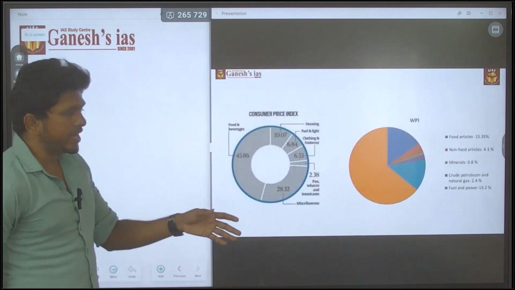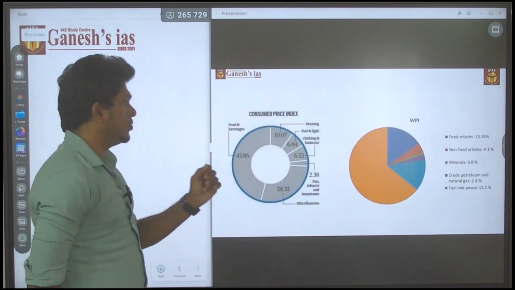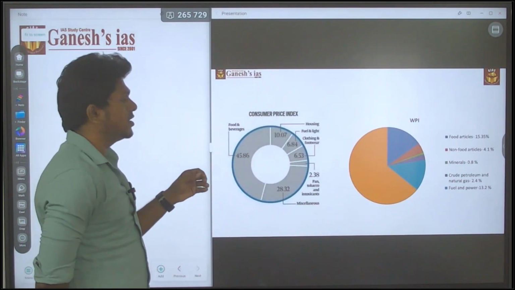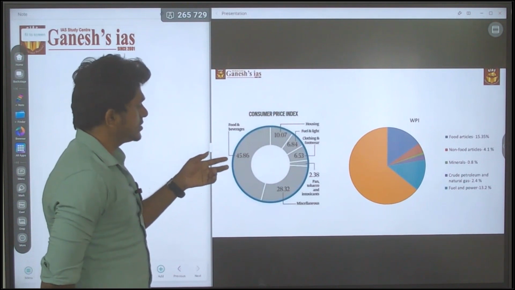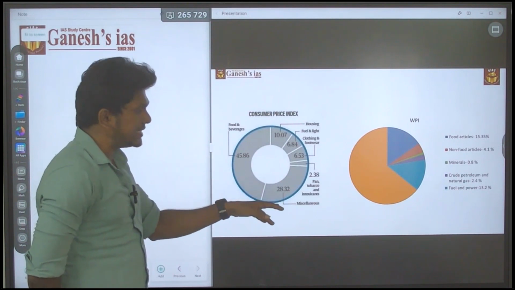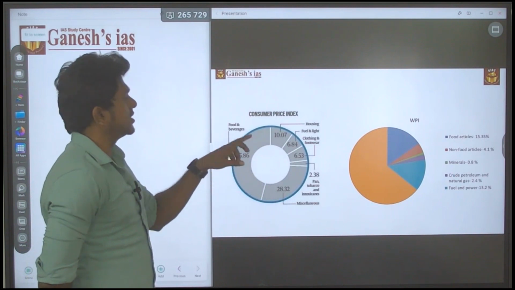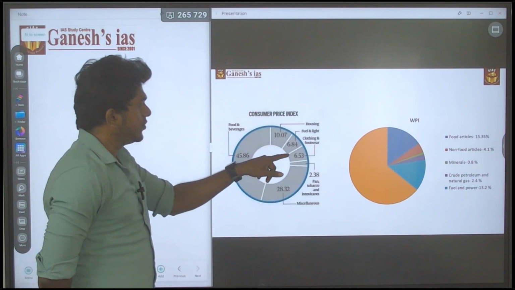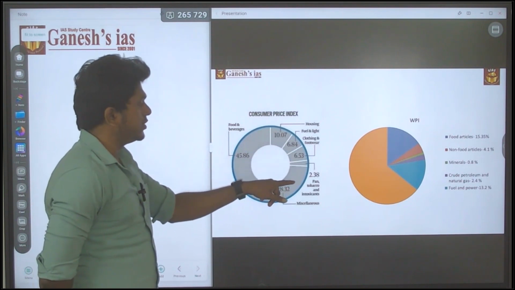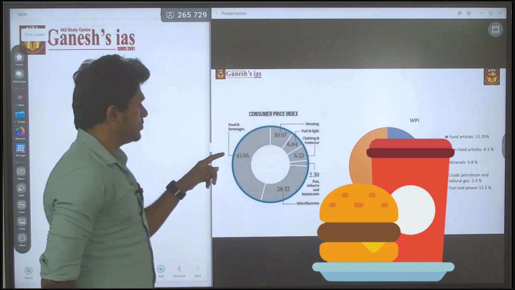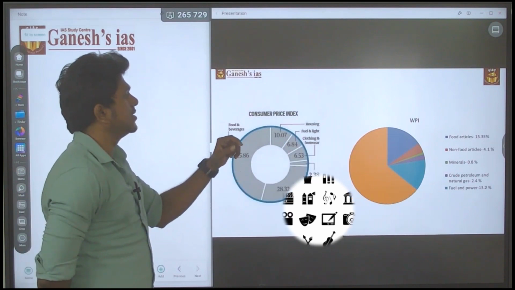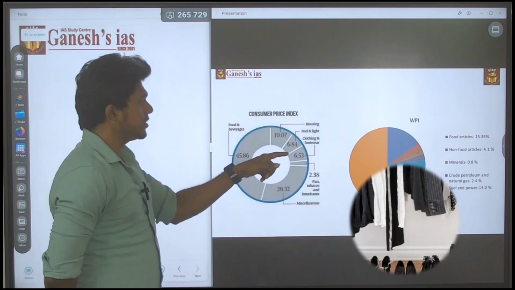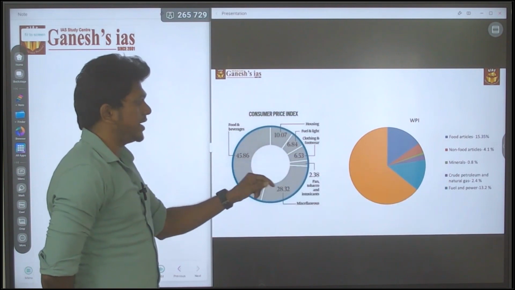Okay, these are the weightages given in the CPI and the WPI. See, the major weightage is given towards food and beverages. Next, the most weightage is given to miscellaneous. Third is housing, fourth is fuel and light, fifth is clothing and footwear, and sixth is pan and tobacco. So first is food and beverages, second is miscellaneous, third is housing, fourth is fuel and light, fifth is clothing and footwear, and sixth is pan and tobacco.